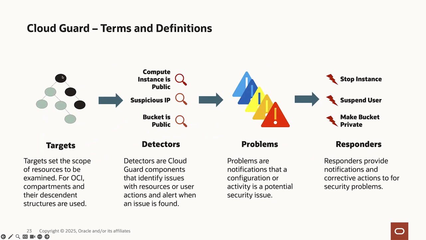And as Hannah explained, these compartments are hierarchical. So you can see here, this topmost compartment that's green has CloudGuard enabled, and then it's going to automatically be enabled for the child compartments as well within the tree. If you were to set up the root level compartment as a target, then CloudGuard would apply to everything within your tenancy.